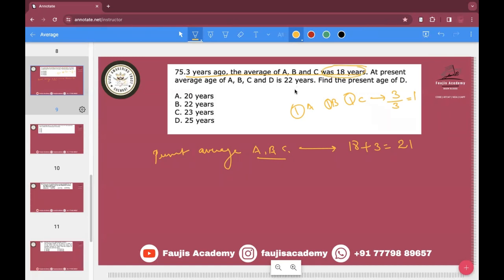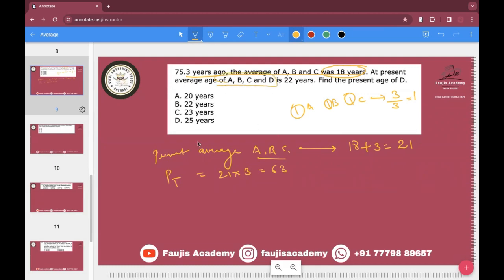Vishnu. 21 into 3, sir. Present average age, 21, right? So the present total age will be 21 into 3. It is 63. At present, the average age of A, B, C, D.